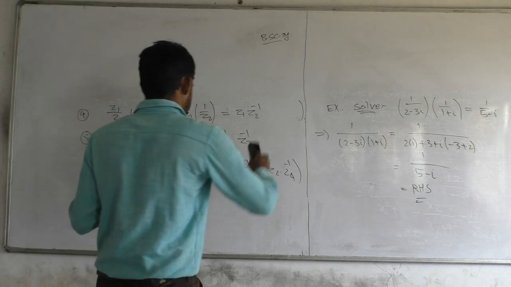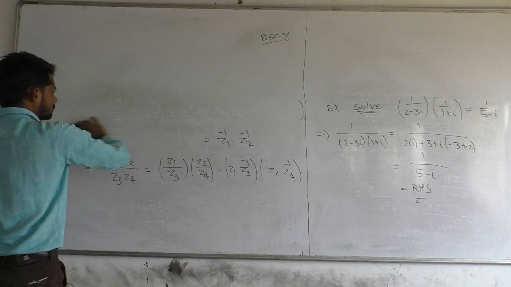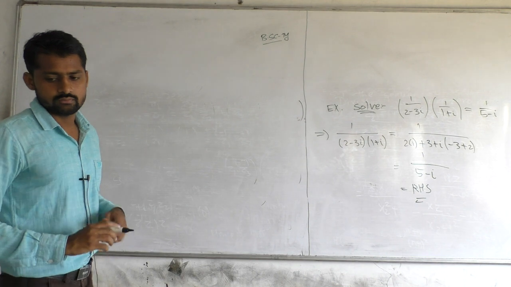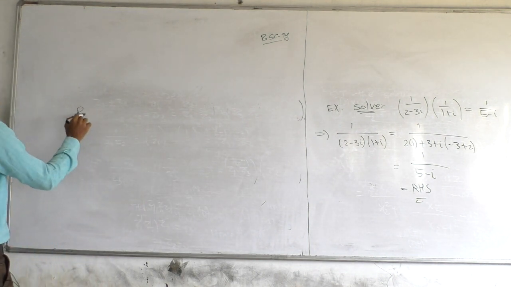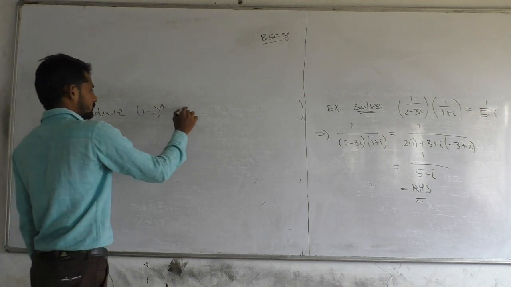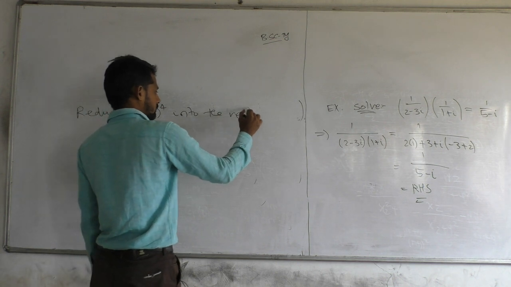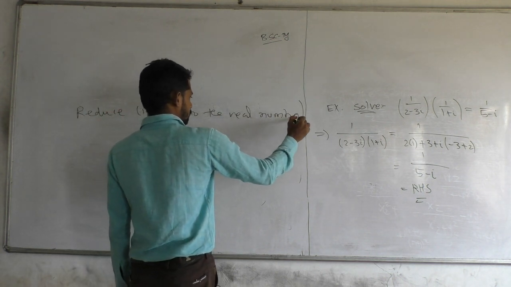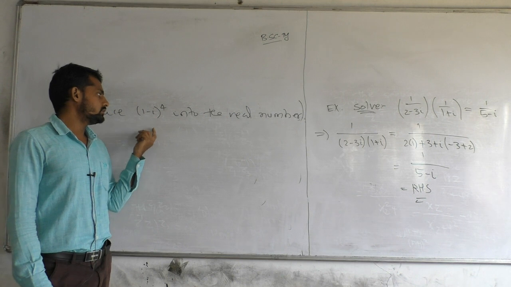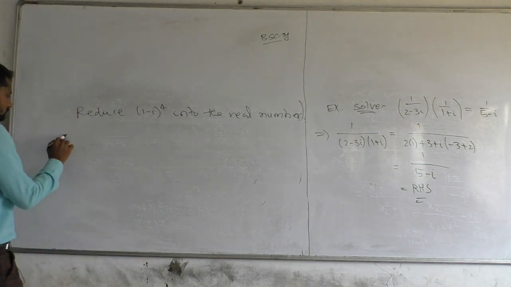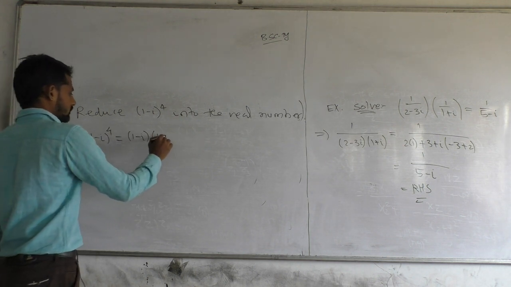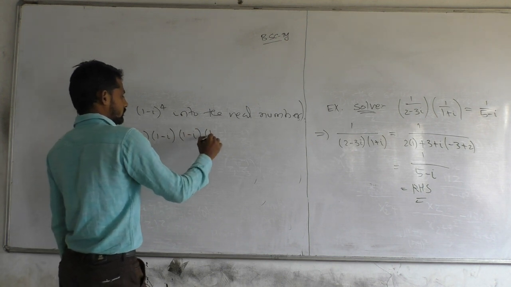Now example. Reduce 1 minus i raised to 4 into a real number. Now we know that 1 minus i is a complex number because i is present there. So we have to reduce this to a real number. So 1 minus i raised to 4 is equal to 1 minus i into 1 minus i into 1 minus i into 1 minus i.